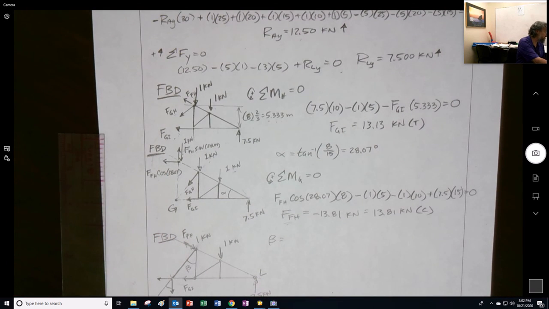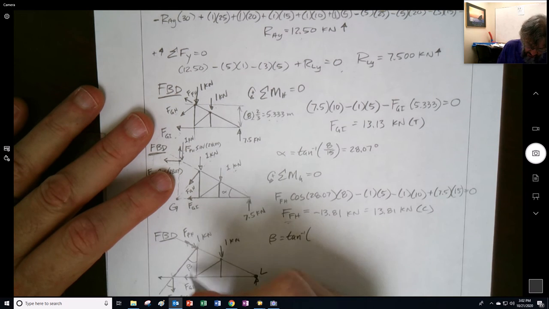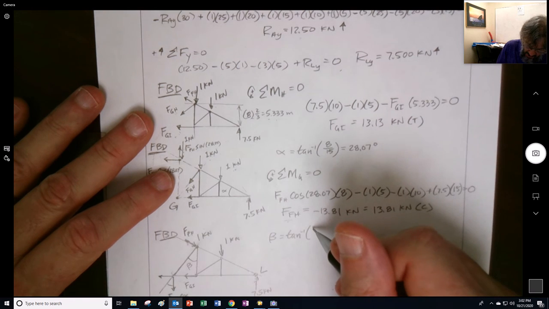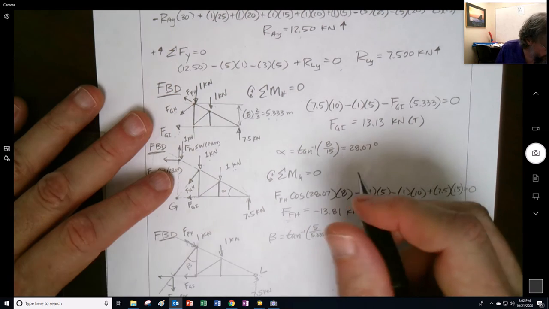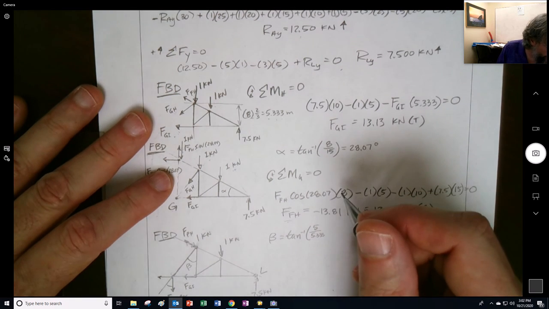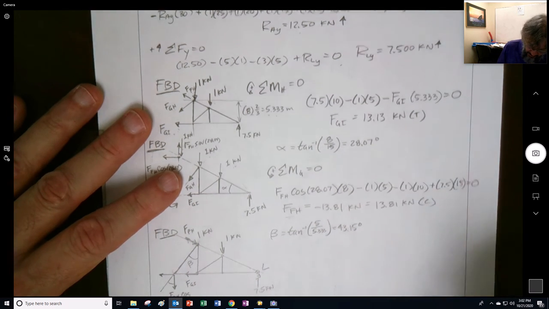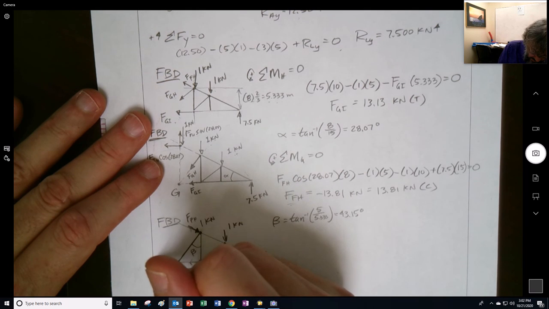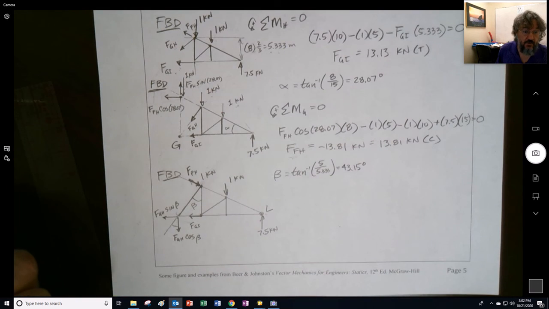Let me see here. I'll take the inverse tangent of rise over run, which in this case is opposite over adjacent. So the opposite is 5 over 5.333. Did I do that right? I did it somewhere. Oh, there it is down at the bottom. And that gives me 43.15 degrees. So I'll just call it beta there. And then FGH sine of beta, right in there.